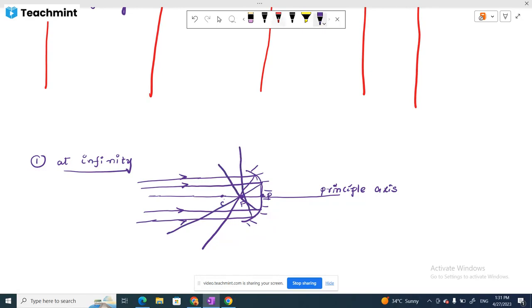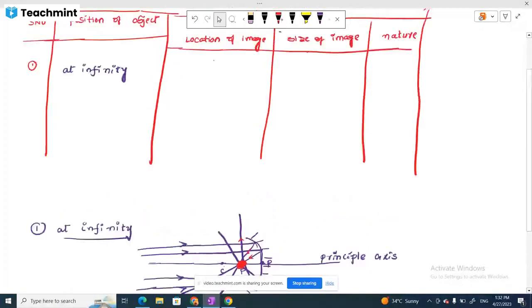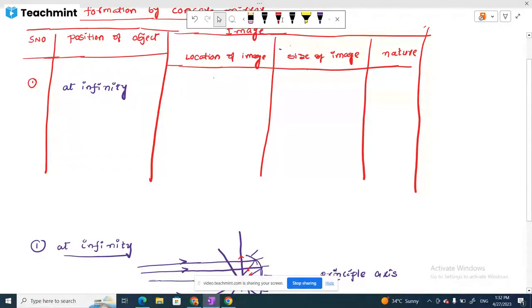All reflected rays are meeting at one point. That point is the focus. You know that the point of intersection of all reflected rays is called the image. So the image is formed at F. This is the first image location when you place the object at infinity. Coming back to the table: if you place the object at infinity, where is the location of the image? The location of the image is at the focus of the mirror.